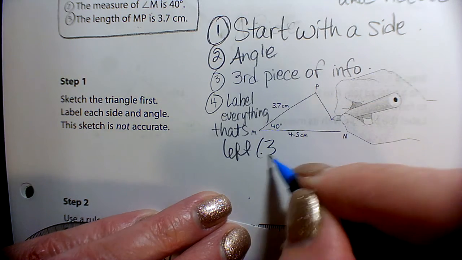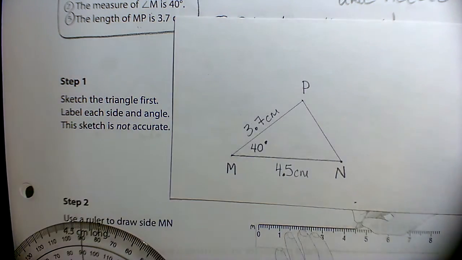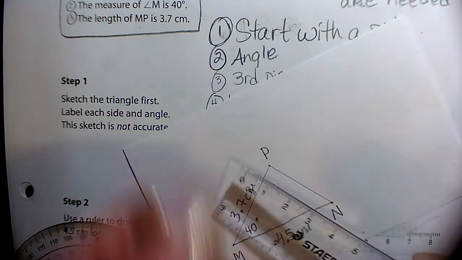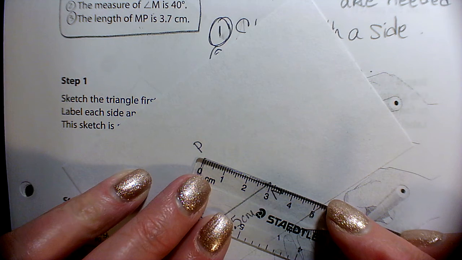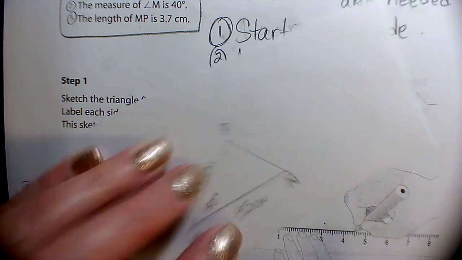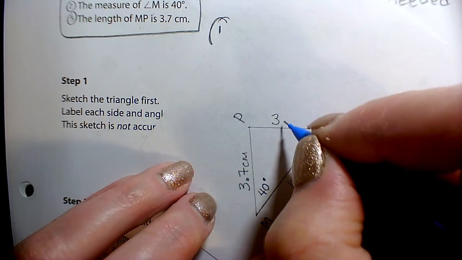Okay? And usually it's 3 pieces of information. Because they gave you 3 pieces, there are 3 pieces of information left. Right? The easy one would be to measure the side length here. And again, I got 3 centimeters. So I'm going to write that on the outside.